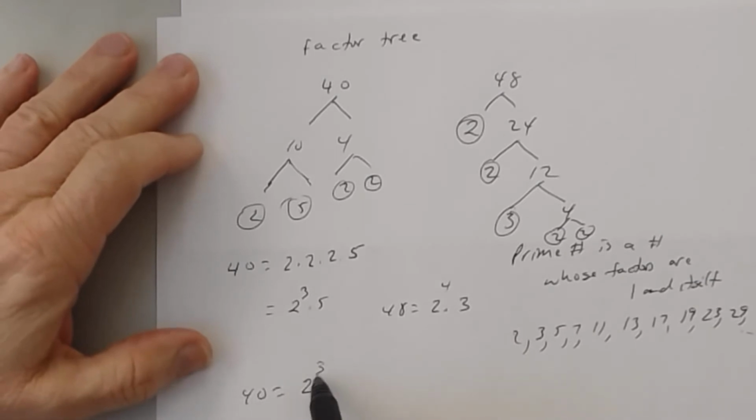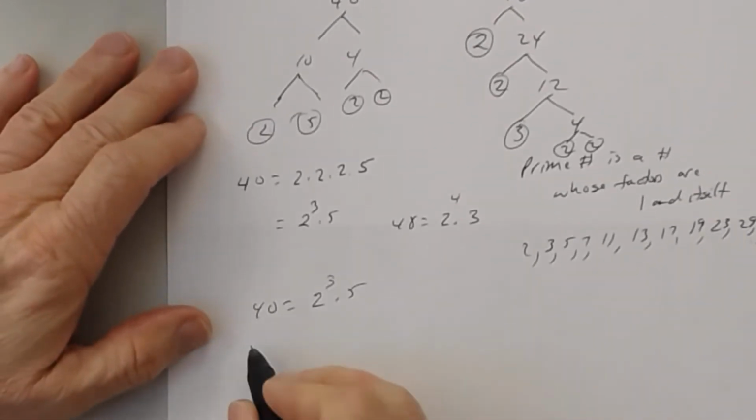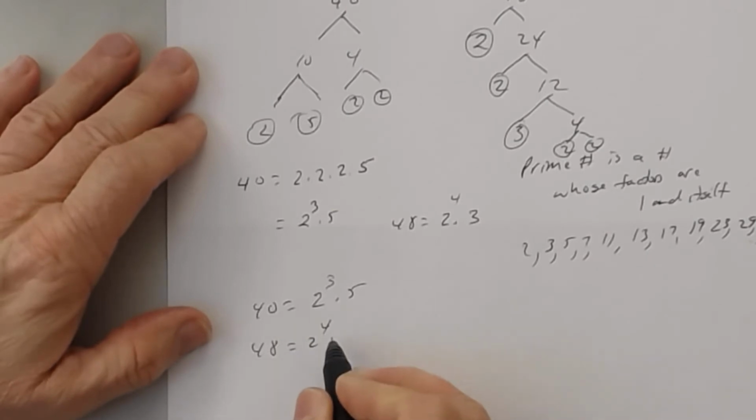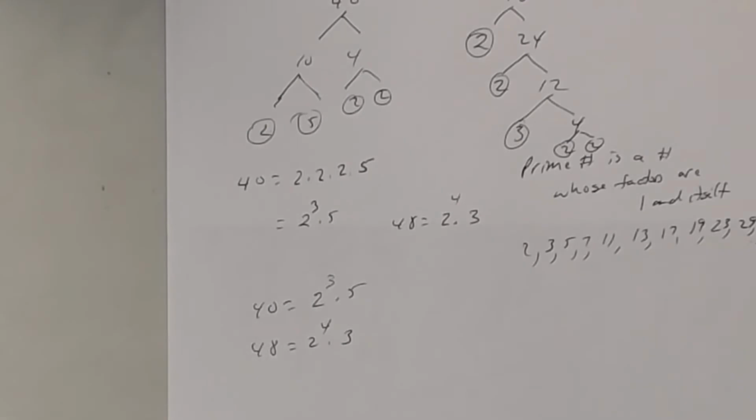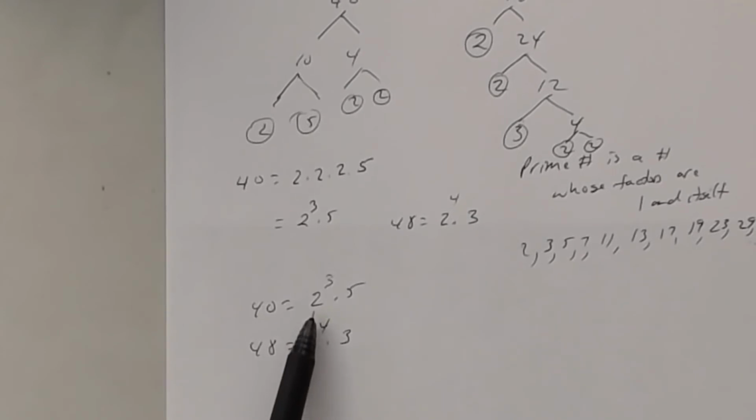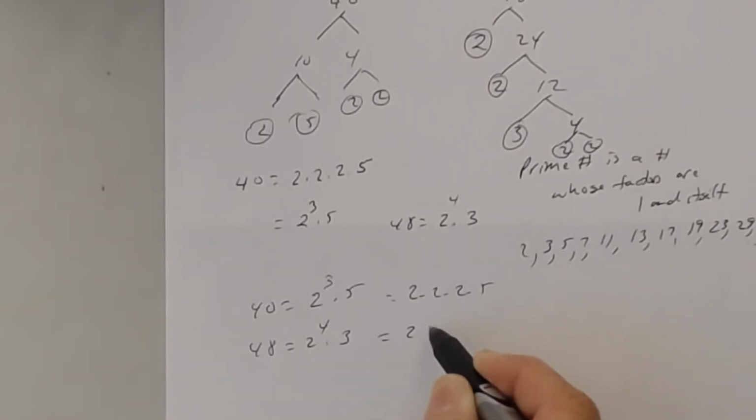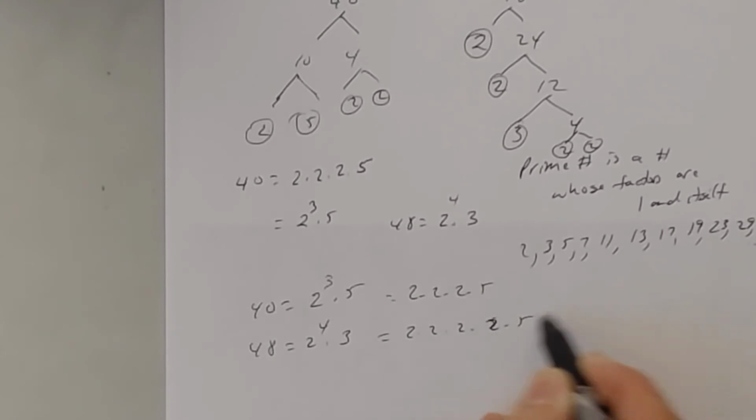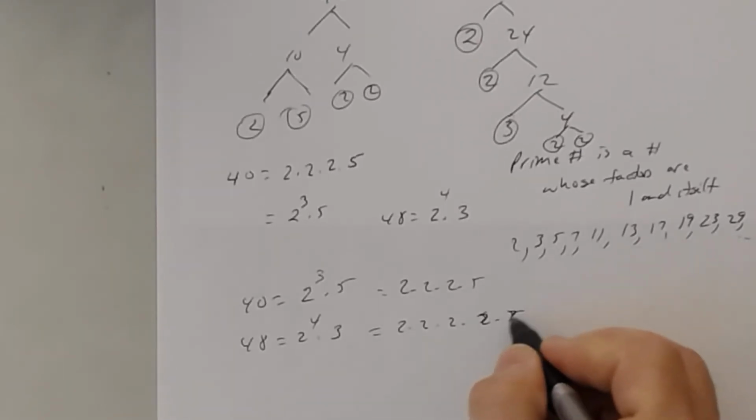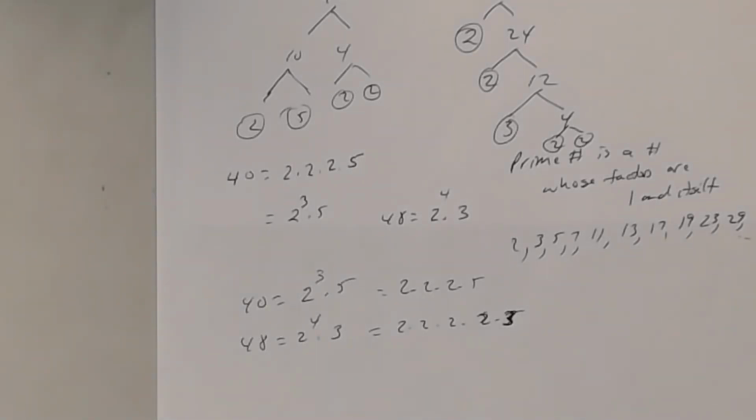And 40 is 2 to the 3rd times 5. Y'all agree? And 48 is 2 to the 4th times 3. Okay? All right. Now, look. When I wrote 40, y'all agree it was 2 times 2 times 2 times 5, right? And when I wrote 48, y'all agree? Let me go ahead and do this. 2 times 2 times 2 times 2 times 3. All right. So, look at all the factors.